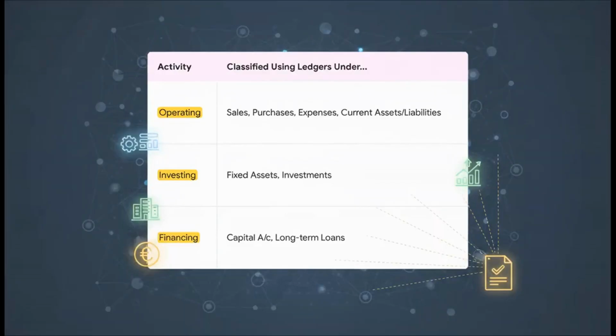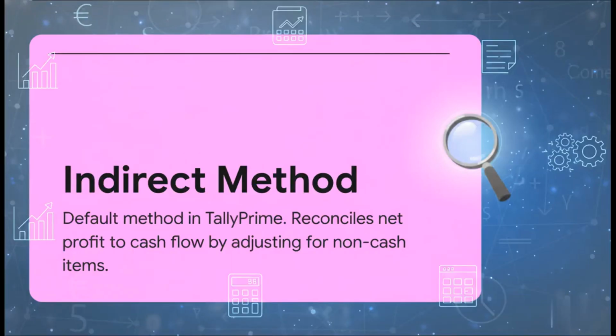It's that crucial. So the key takeaway here is that you don't have to sit there and manually figure everything out. TallyPrime uses what's called the Indirect Method. It smartly takes your net profit from the P&L account and then makes all the necessary tweaks for non-cash items, like depreciation, to give you the real picture of your cash flow from operations.